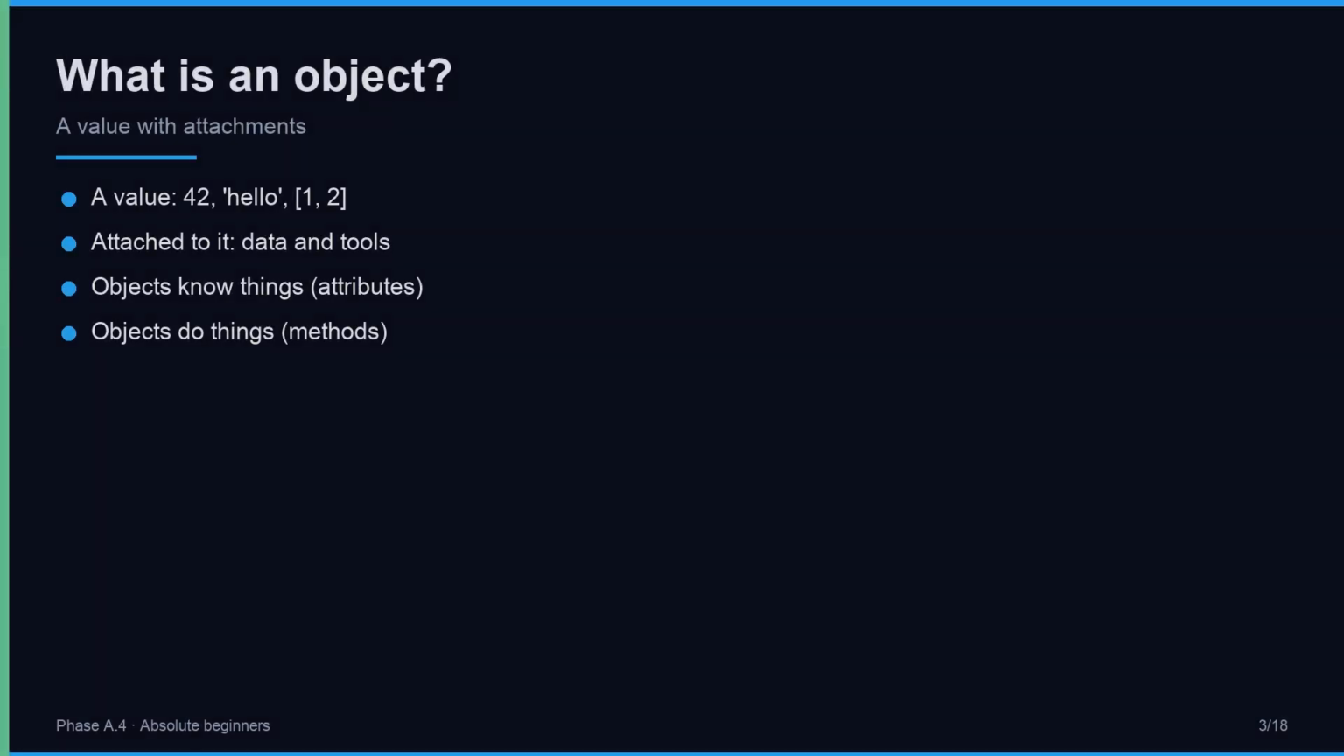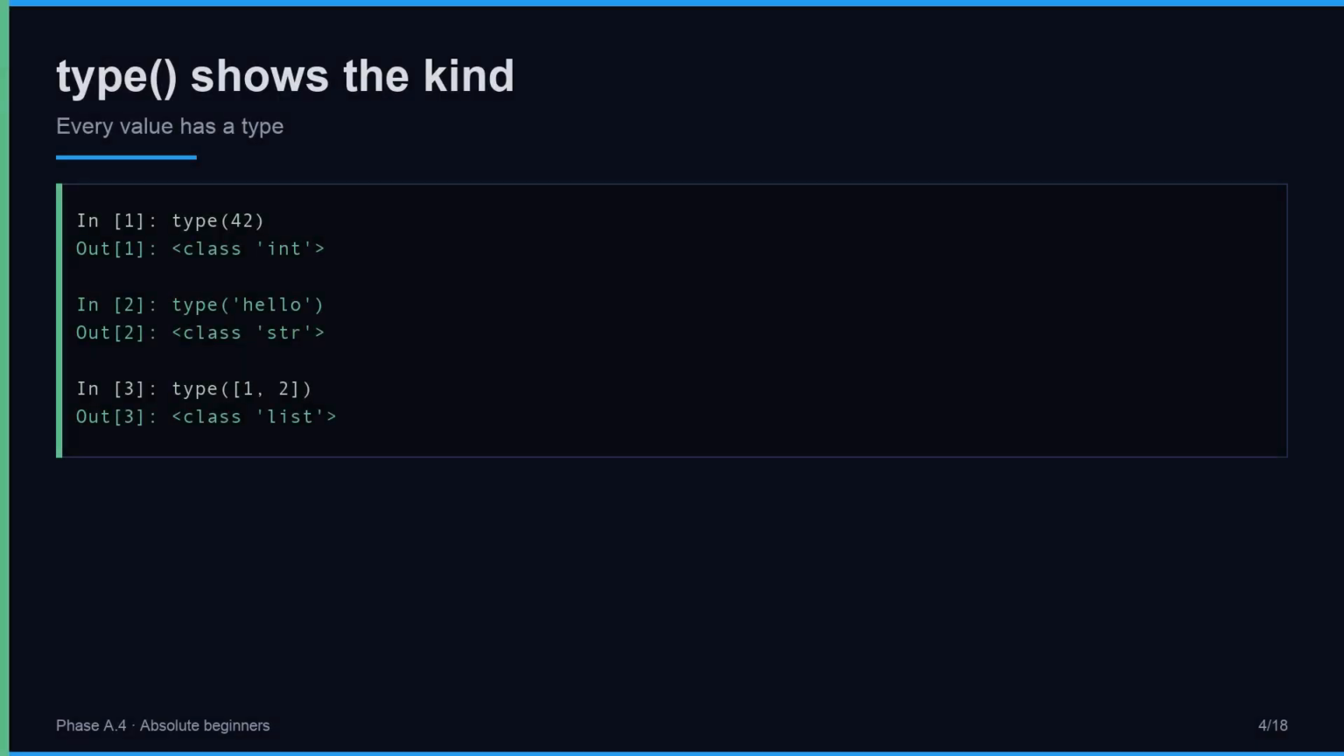Here is the idea. Take the number 42. In Python, it is an object. The string "hello", also an object. A list of 1, 2, also an object. An object is a value with things attached. The attached data are called attributes, things the object knows. The attached tools are called methods, things the object can do. You reach both with the dot. We will keep this very practical. Value plus attachments.